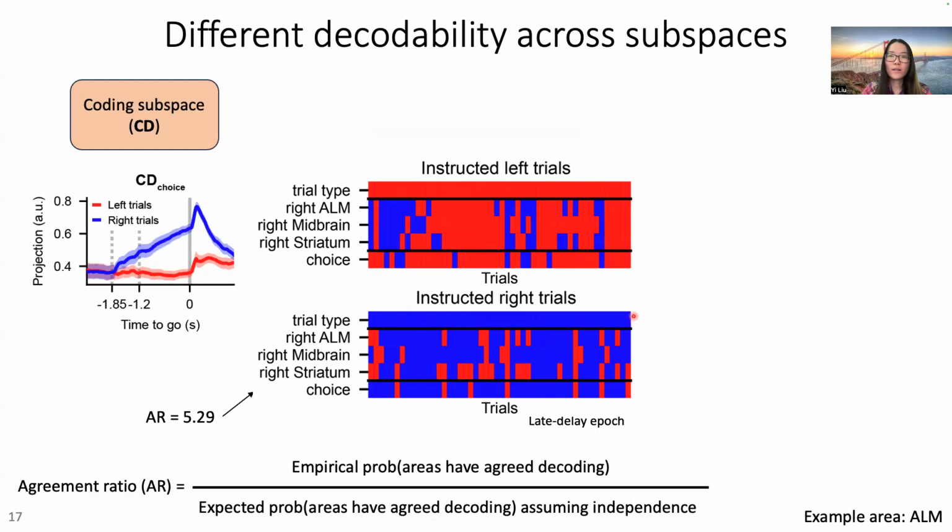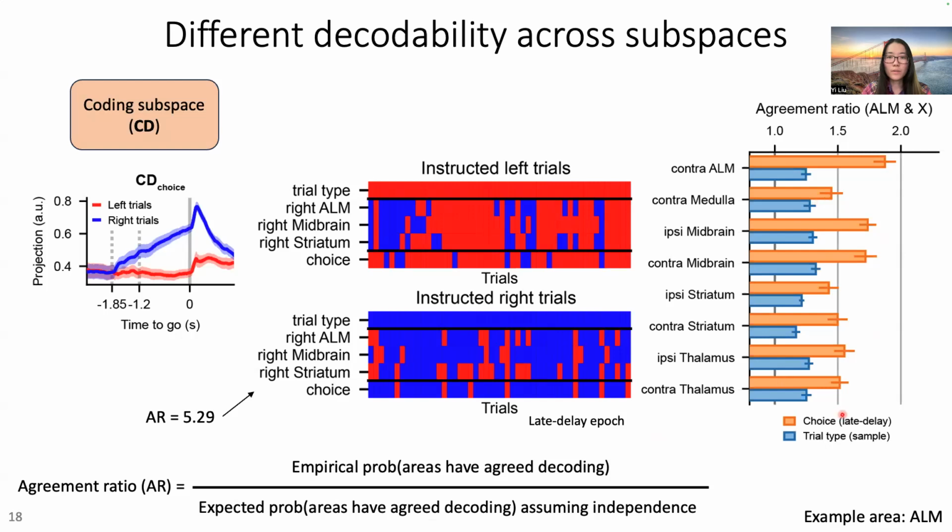To quantify this correlated decoding, we calculated the agreement ratio, which is defined as the empirical probability of areas having agreed decoding divided by the expected probability, assuming that these areas are independent. The baseline of the agreement ratio is 1 when the 2 probabilities are equal. And in this example session, the agreement ratio is about 5.